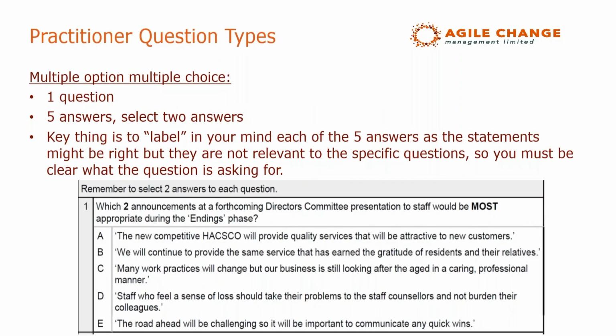Multiple option, multiple choice tends to really upset people because it feels overwhelming. What you've got is a question and you have to pick 2 answers, not just one, and you only get the mark if you pick both of the correct answers. Now, the key thing to focus on here is that you're looking for the keywords. You're looking for the strongest possible answers.